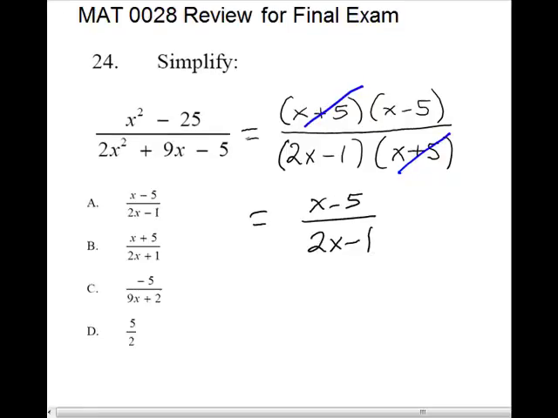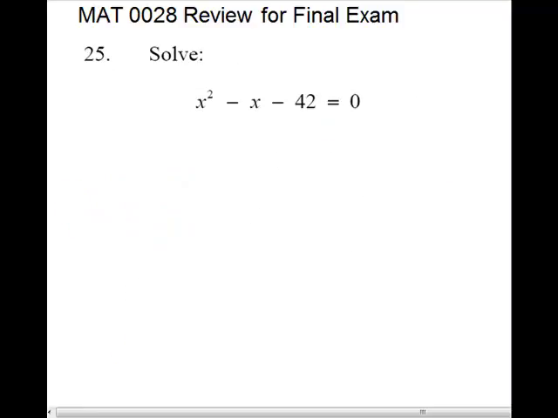So we'll look at our answer choices since it's a multiple choice. And the choice is going to be A. B has signs wrong, and these aren't going to work. They crossed out before they factored. So choice is A.